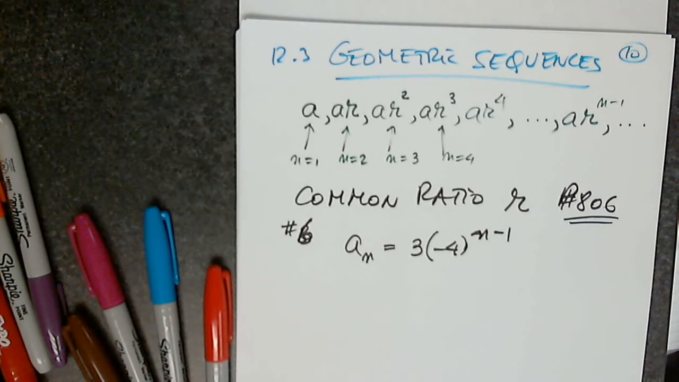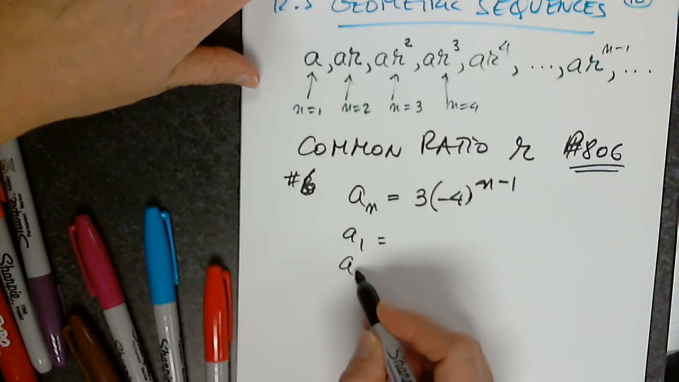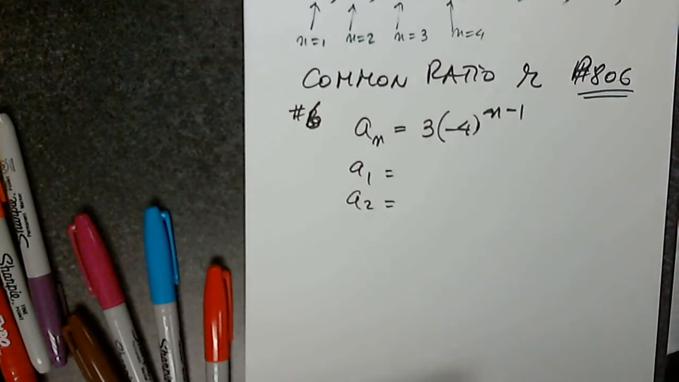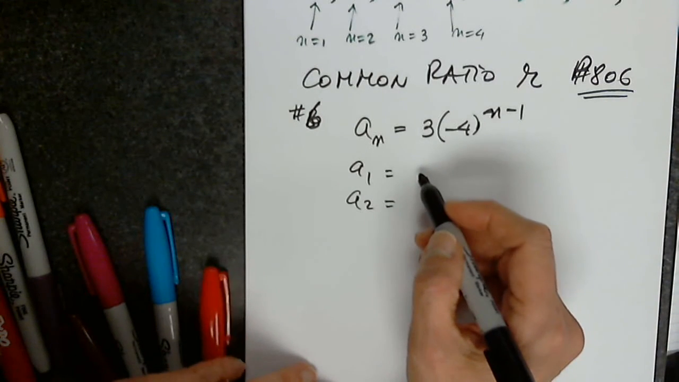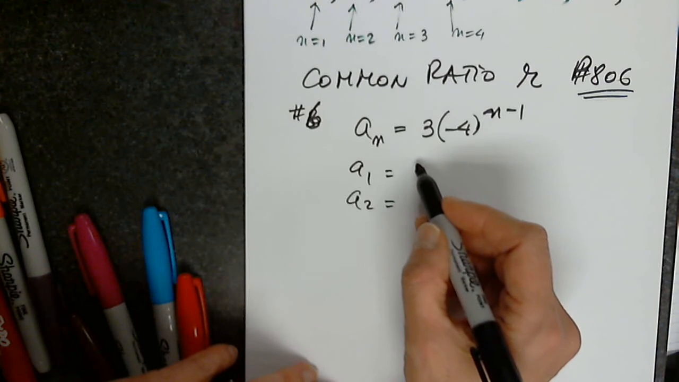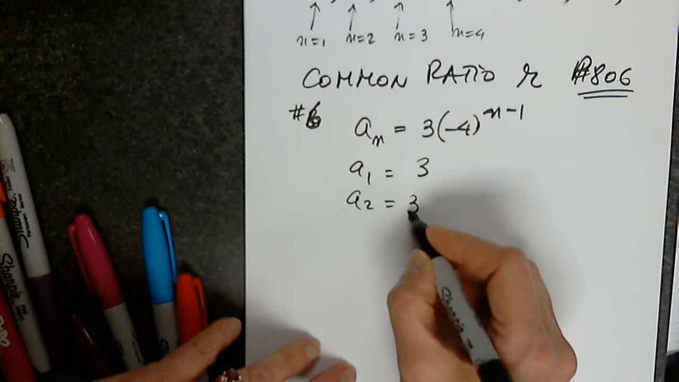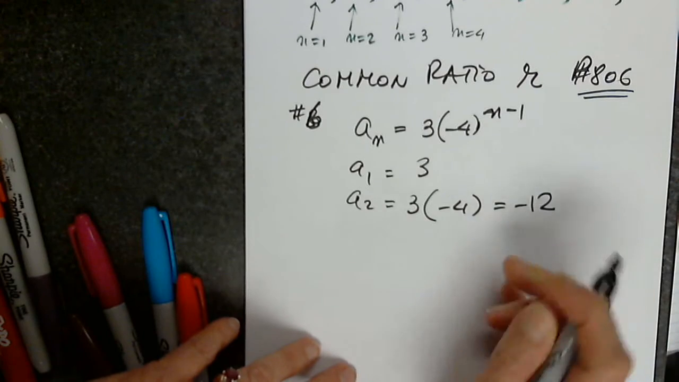Page 806. So we're asked, the nth term is given. Find the first 5 terms of the sequence. And what is the common ratio? So A1, let's find the first two, and then we can plug it in the calculator and find the rest. So what would you say about A1? Yes, this is excellent. A2 will be 3 multiplied by negative 4. So this will be negative 12.